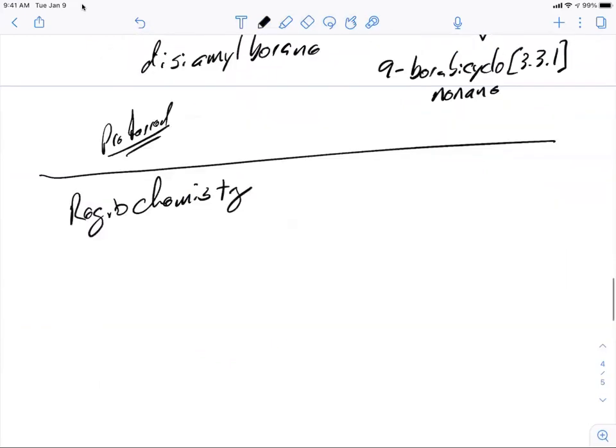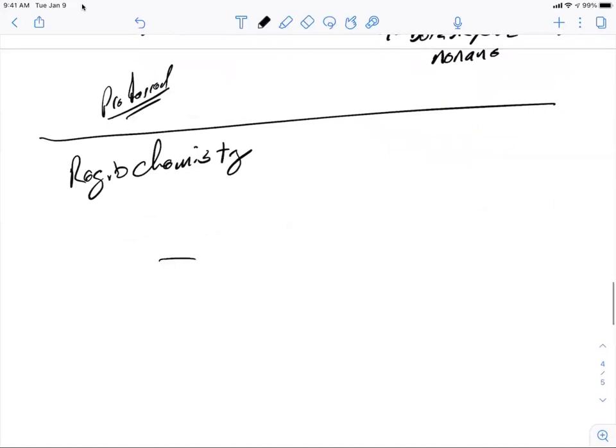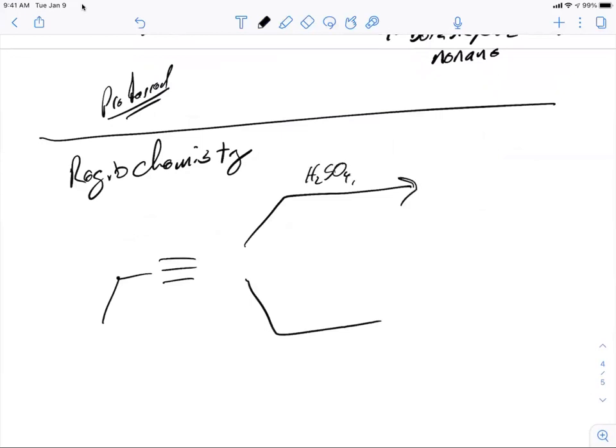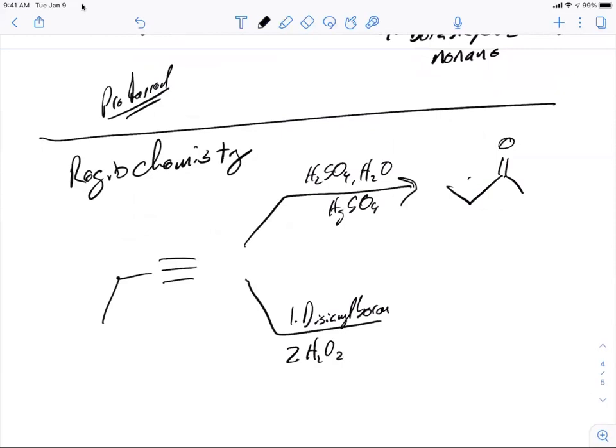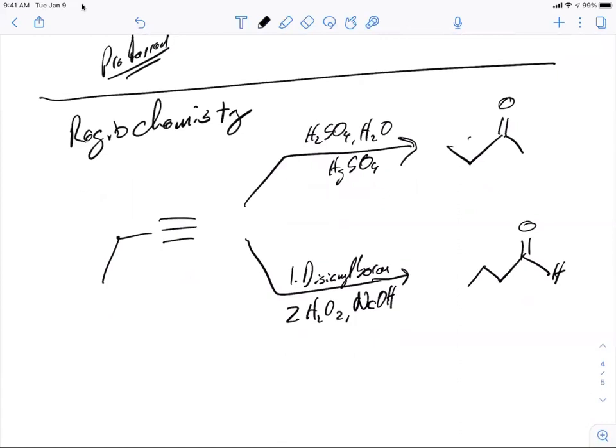Okay, so the regiochemistry here, again, this is the big difference between these two. If we look at our two possibilities, H2SO4, water, and the mercury salt, right? That's going to give us a ketone. The disiamylborane followed by hydrogen peroxide and base will give us the aldehyde. So we get those two species, right?